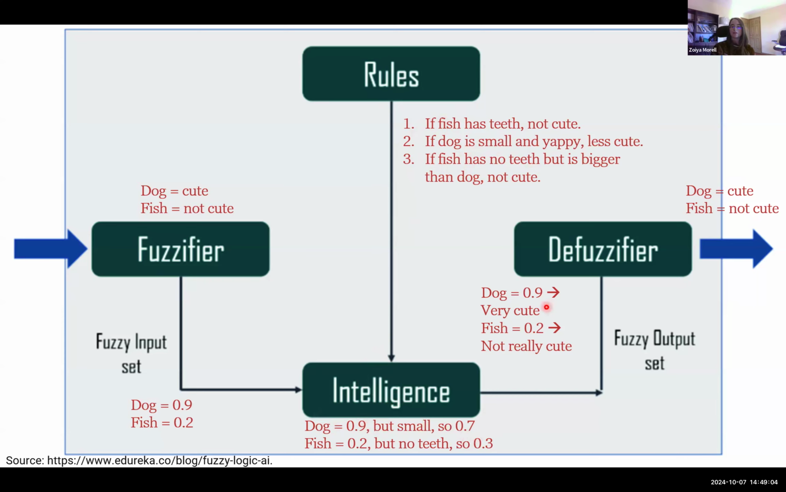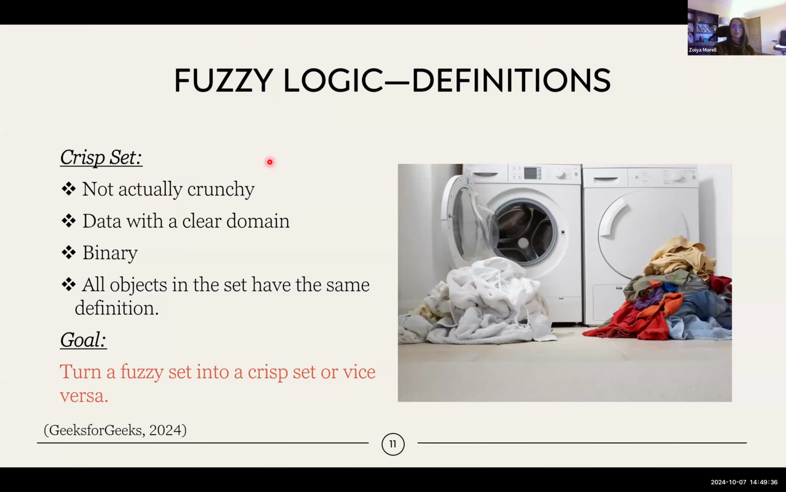So now we have what's called linguistic variables. A dog is no longer just cute. 0.9 means it's very cute. And a fish, 0.2, is not really cute. So we end up with a fuzzy output set. And then we run it through a defuzzifier. Wish I could get rid of faces here so we can see. Okay. And we end up with values of dog equals cute, fish equals not cute. So you can get the same thing in and out, or in theory, you're hoping to be able to get consistent results.